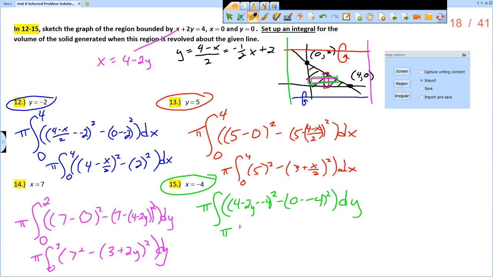And so to simplify, we get pi times the integral of (4 minus 2y plus 4), so (8 minus 2y) squared, and then minus 4 squared with respect to y. And then now we need to integrate from lowest to highest. So once again, 0 to 2. And so that would be it for 12 through 15.